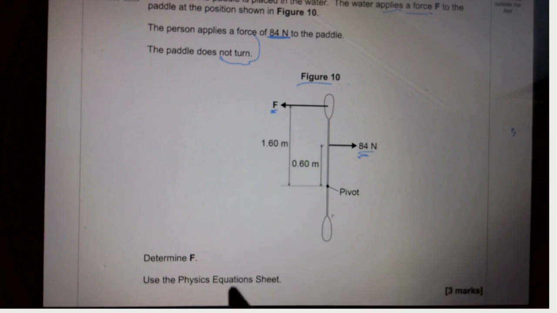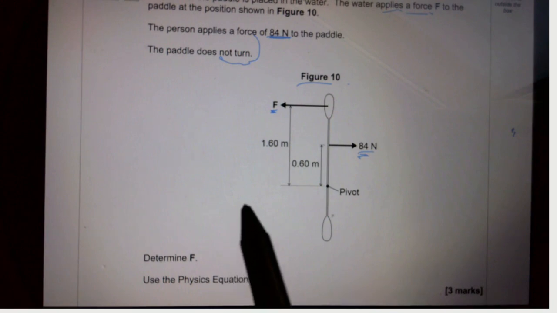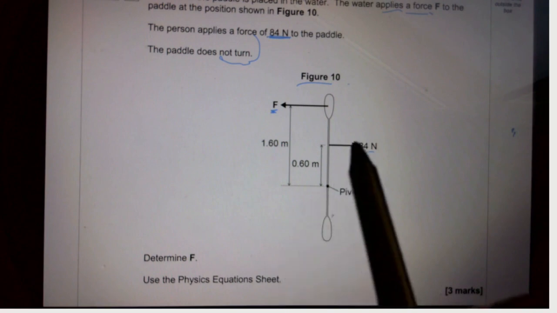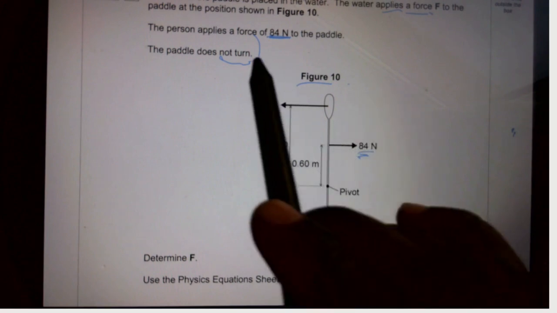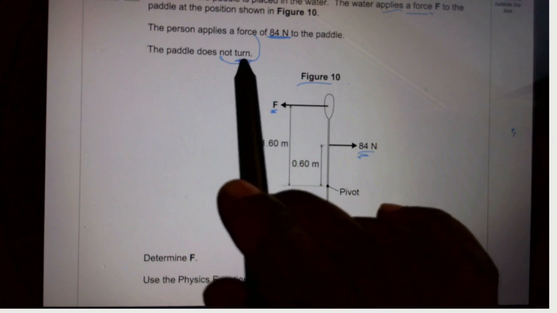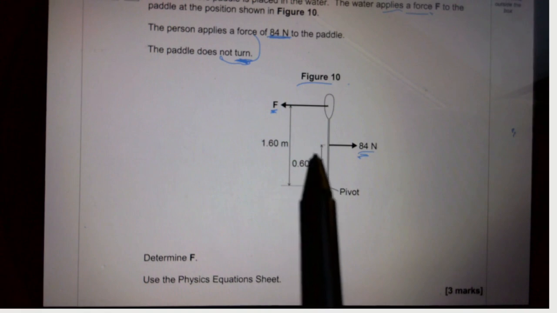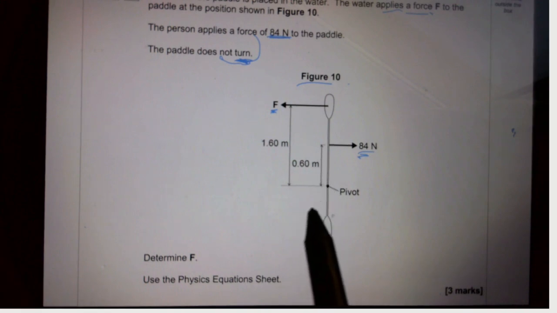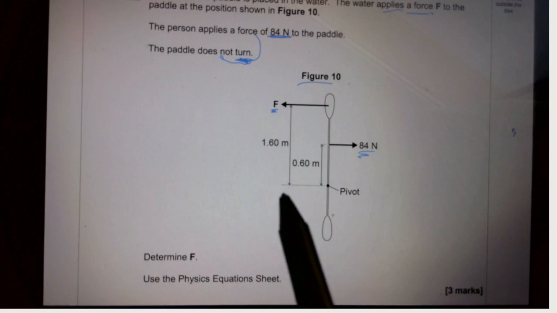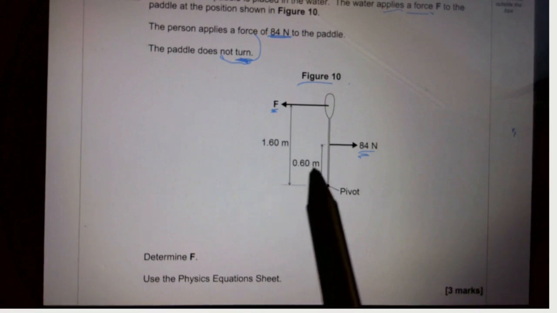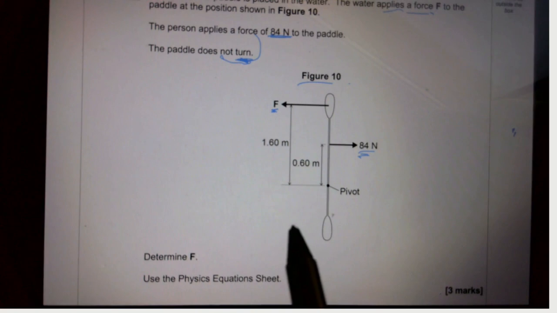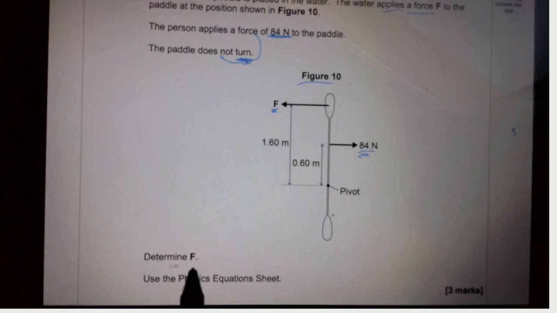If you are confused and don't know how to answer this question or which topic it belongs to, the hint is to check the forces given and keywords like turn. If they talk about turning, rotating, moving clockwise, or moving anti-clockwise, that has to do with the topic of moment. So now the question says, determine F. They want F, and F is the force.